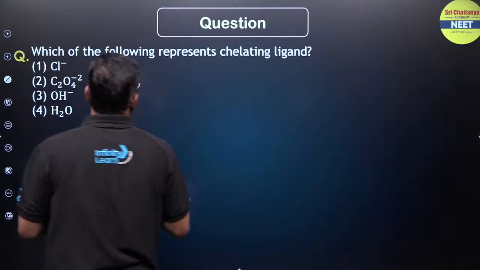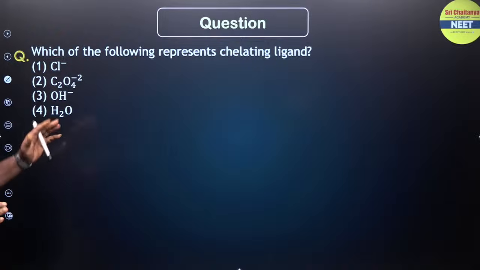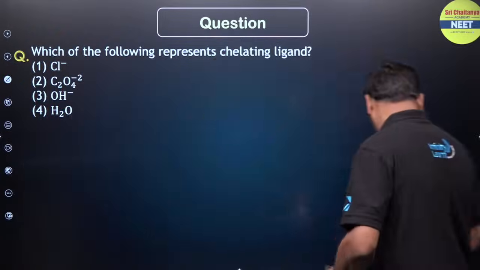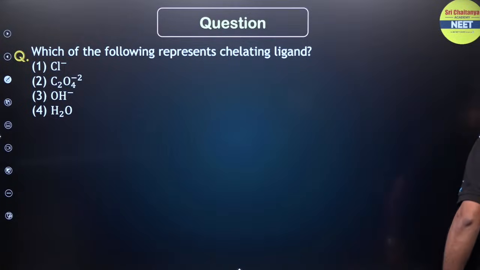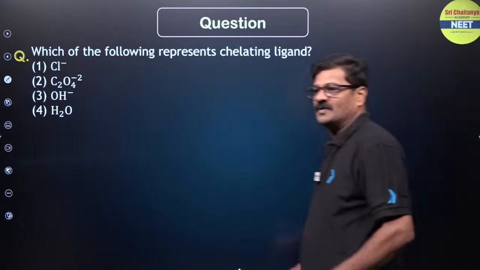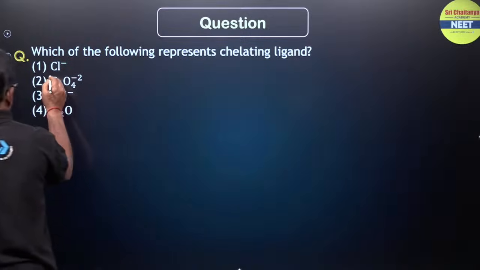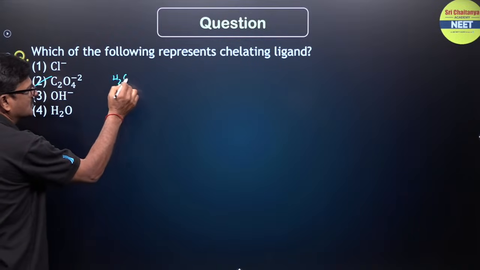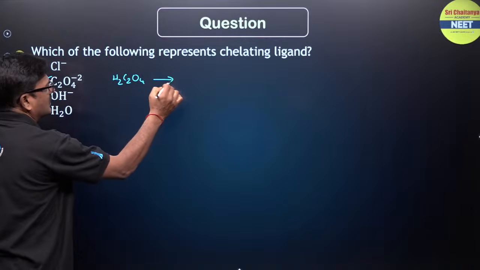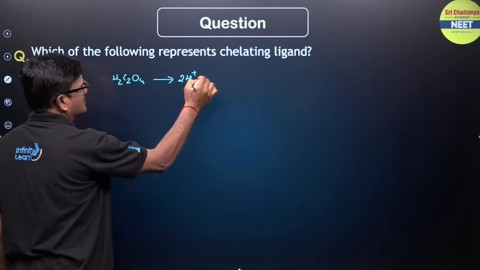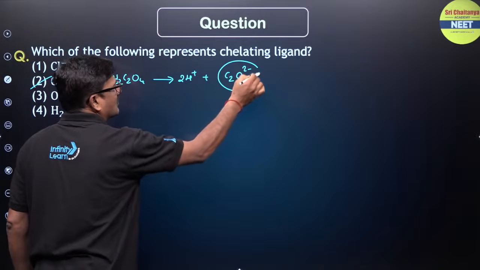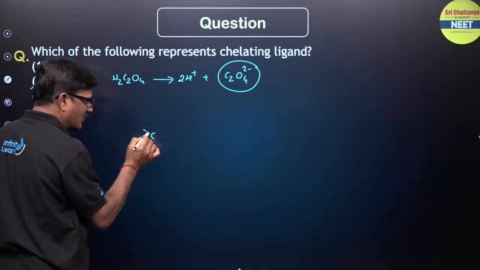Moving ahead, which of the following represents the chelating ligand? What is chelation? Somebody tell me what is chelation? I want to say the answer for this is going to be oxalate, C2O4. H2C2O4, oxalic acid, gives 2H plus, that is given to C2O4 2 minus. So this is called oxalate ion. Its structure will come.